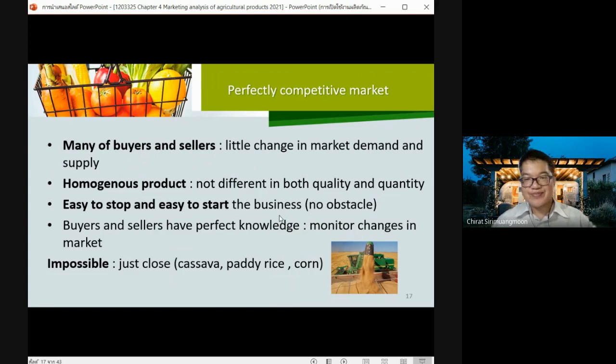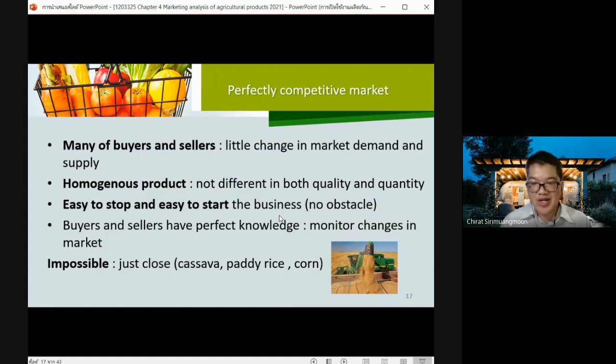So the first one, perfectly competitive market. This is the type of market where you have many buyers and sellers. Because you have many buyers and sellers, if something changes in the market's demand and supply, it has very low effects because there are other people who are going to do the same thing.